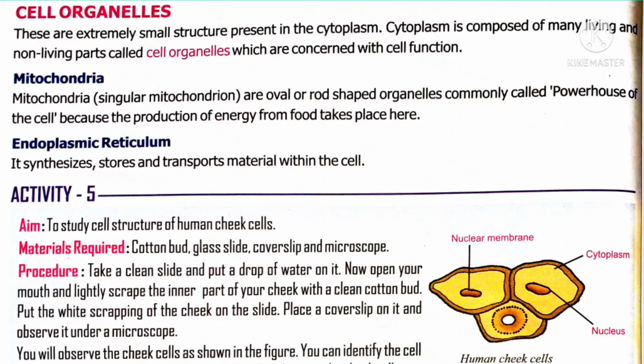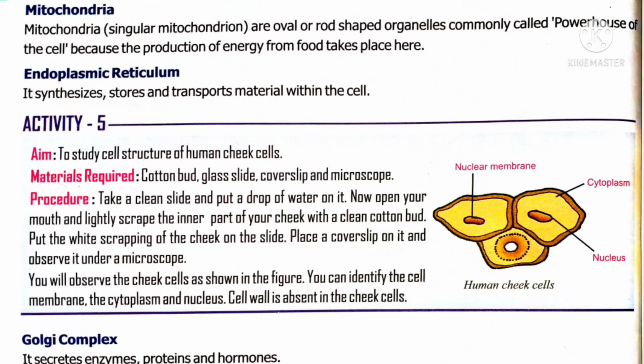The next organelle is Golgi complex. It secretes and synthesizes enzymes, proteins and hormones. Where is it located? It is located in the cytoplasm of the cell.